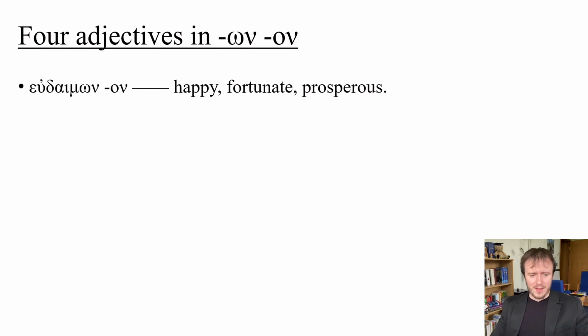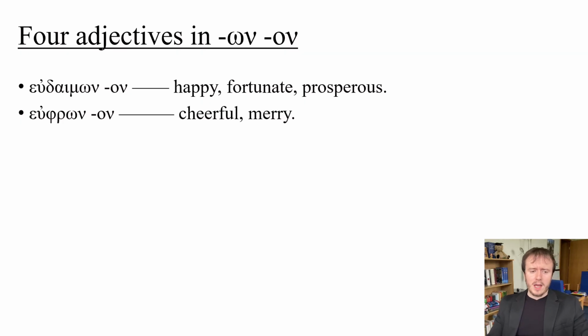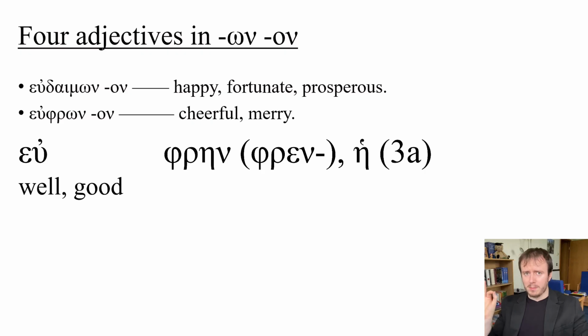Let's look at some other adjectives in -on. We also have euphron, which means cheerful or merry. This comes from eu, meaning well or good, and the noun phren, meaning mind. So if you're euphron, you're of a good mind, meaning that you're cheerful or merry.